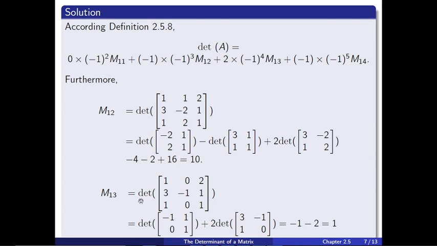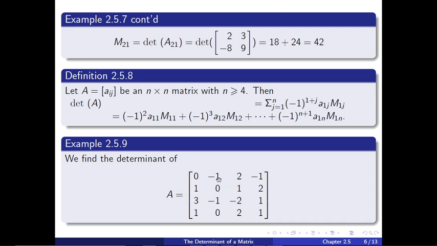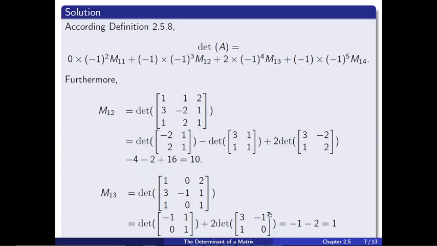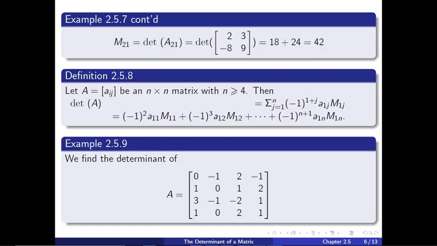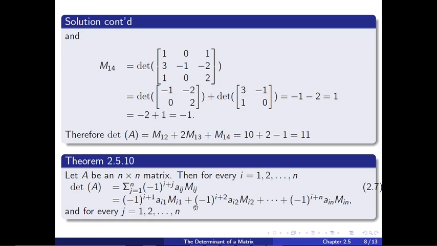If we go to M13, so we are on 13, so we are here. If we remove that row and that column, we get 1, 0, 2, 3, minus 1, 1, 1, 0, 1, right? Which is what we have there. And then you can find the determinant, and then you get M13. In this case, it's 1. And then for M14, we do the same. We remove the first row and then the fourth column, and we are left with this matrix here, and you can find the determinant, and it turns out it's equal to minus 1.